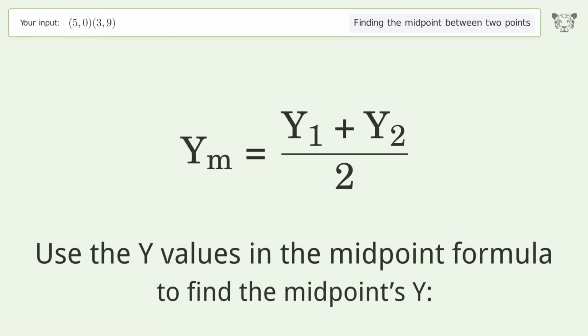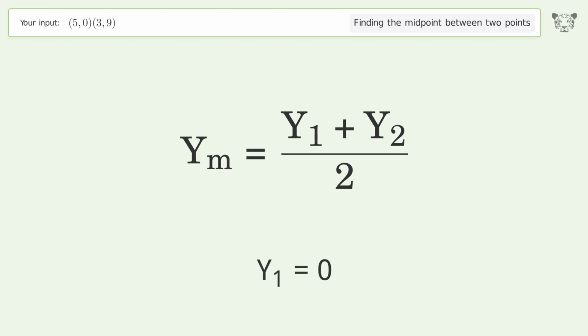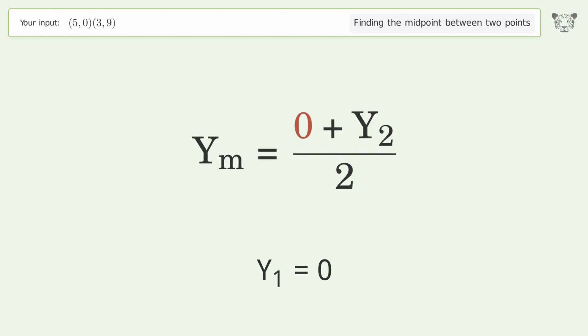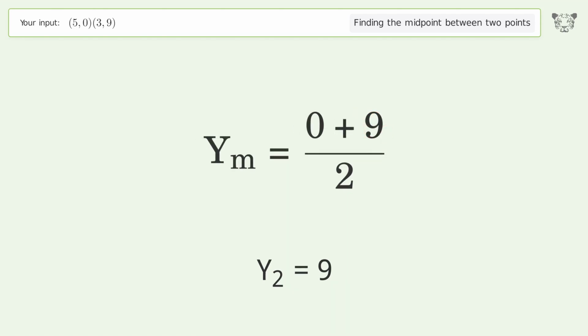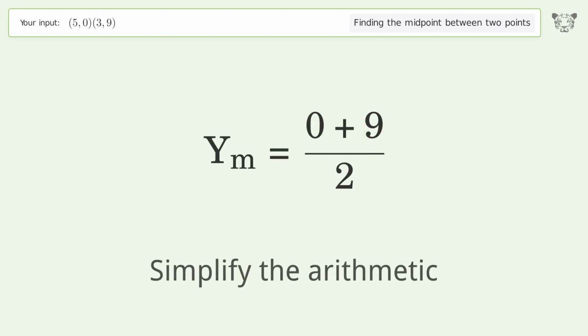Use the y values in the midpoint formula to find the midpoint's y. y1 equals 0. y2 equals 9. Simplify the arithmetic.